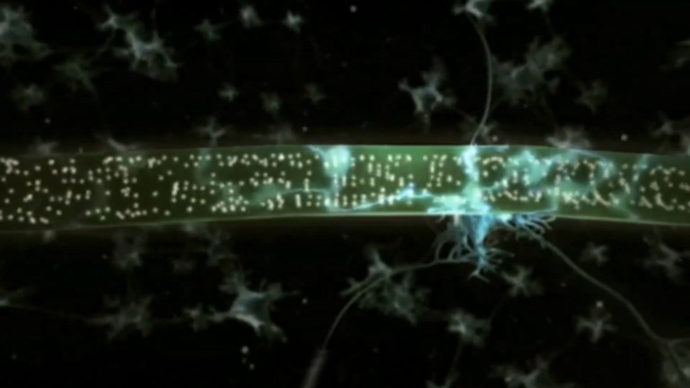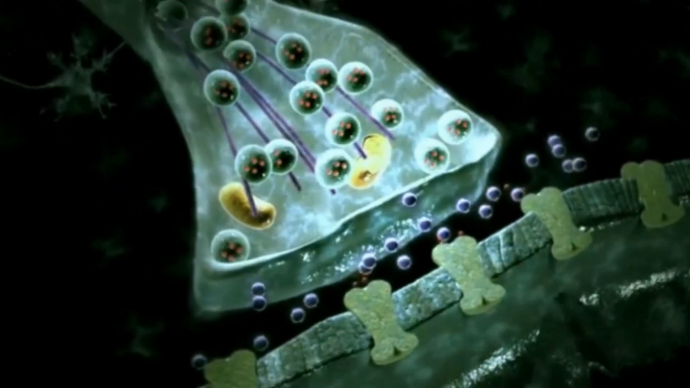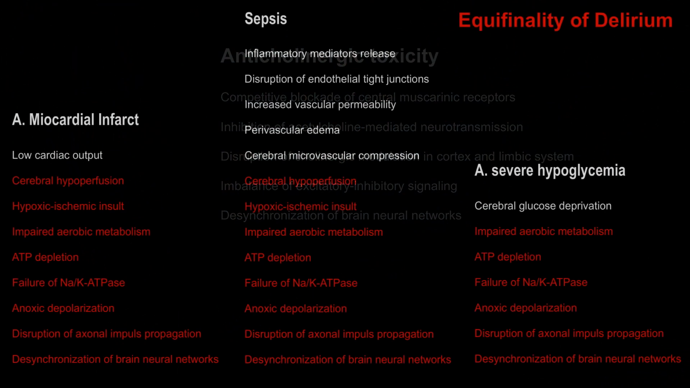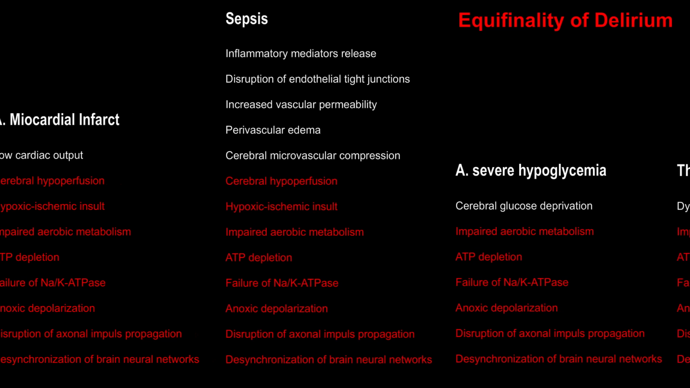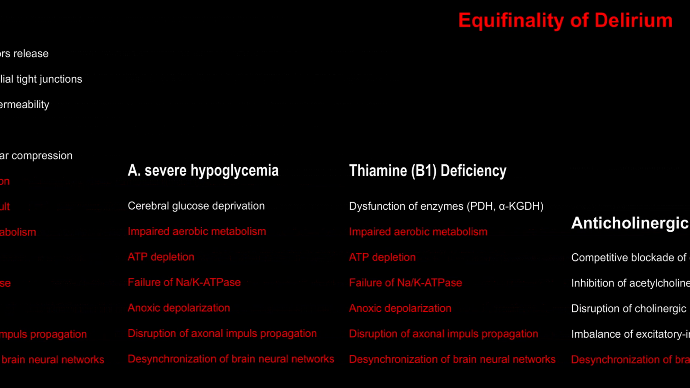Connectivity, however, is not limited to action potential propagation along the axon. It also depends on successful synaptic transmission. Any substance that impairs neurotransmitter release or postsynaptic receptor function can provoke delirium. In this sense, delirium can be viewed as a final common pathway for a wide array of systemic insults.